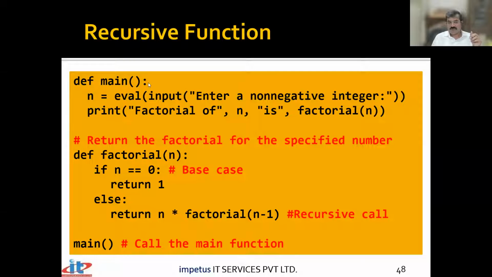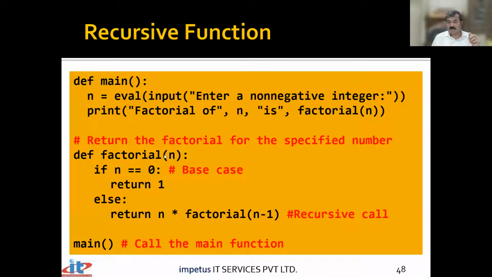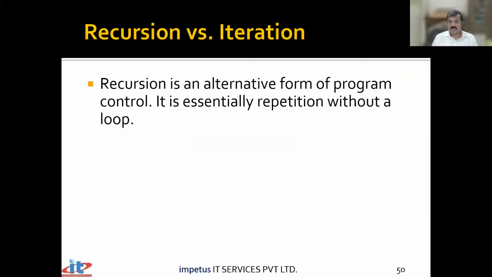Now look at this. I have a function called main. Here I say eval, and then I give a call to function factorial. Now when I come to factorial, note there is no loop over here. Within the function factorial, there's a statement which gives a call to itself. Now when we do so, it becomes a recursive function. That means if I pass the value of n as 4, let's take a very simple example rather than talking about this, and then we'll go to recursion versus iteration.